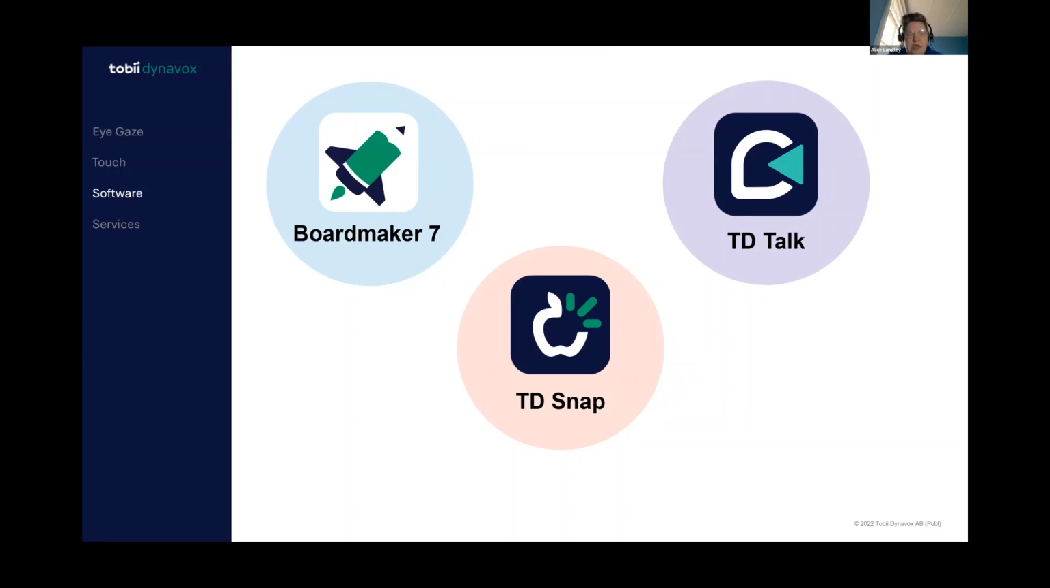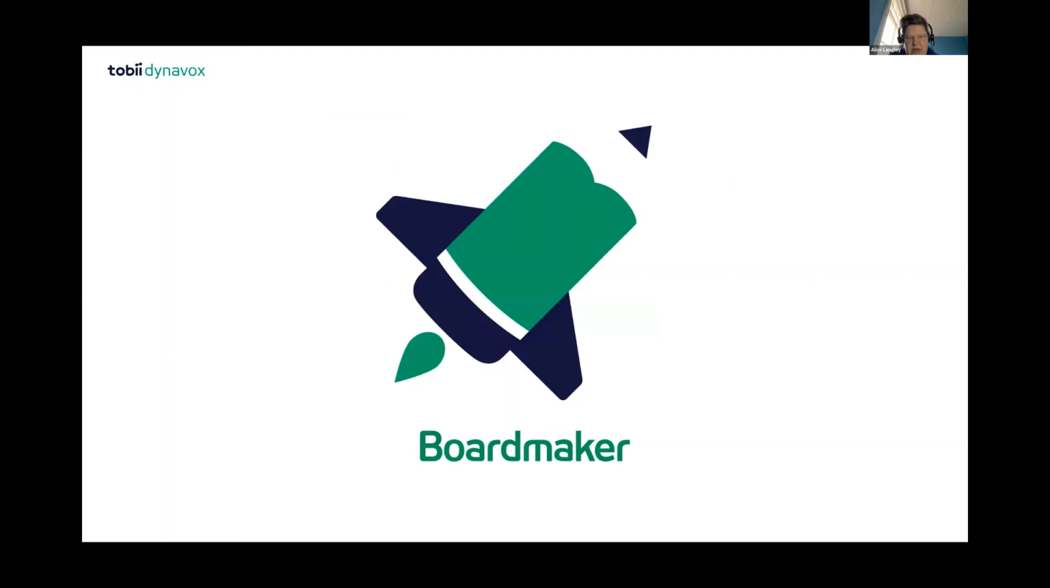So first, I'm going to introduce you to Boardmaker 7, which is a piece of software that allows us to make symbol-based resources. Then we're going to have a look at TD Snap, which is a symbol-based communication app. And then briefly at the end, I'm going to talk a little bit about TD Talk, which is a text-based communication app for iPad. So we're going to just get started with Boardmaker.